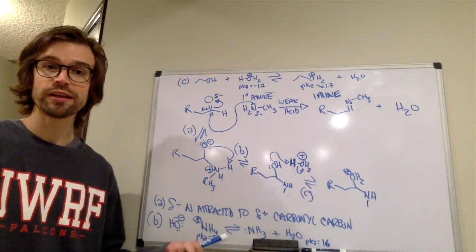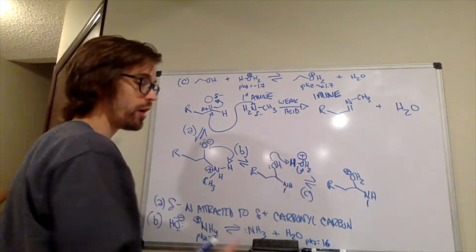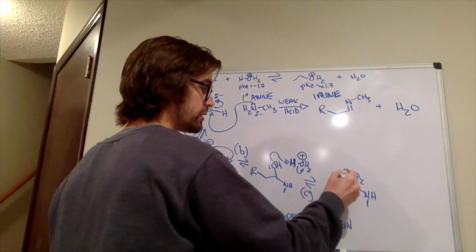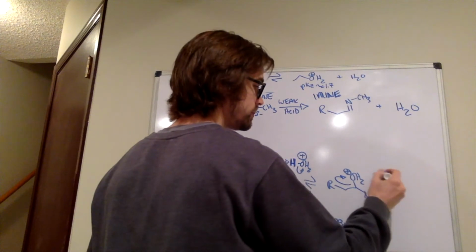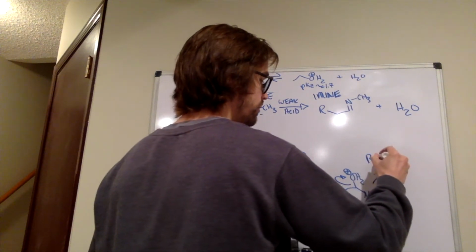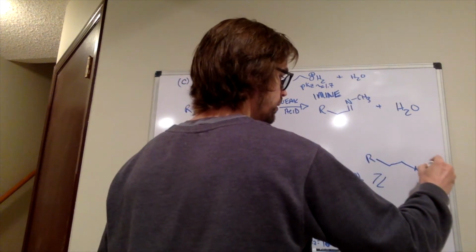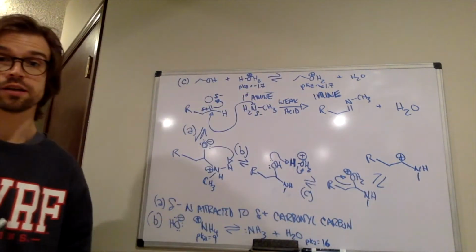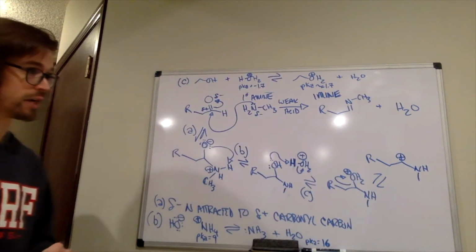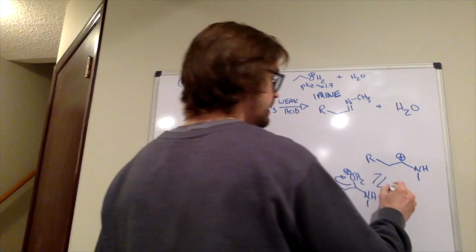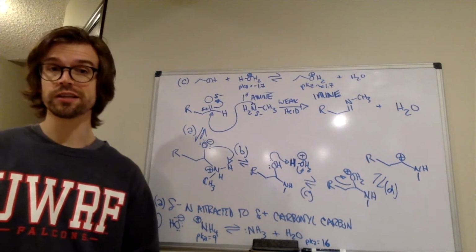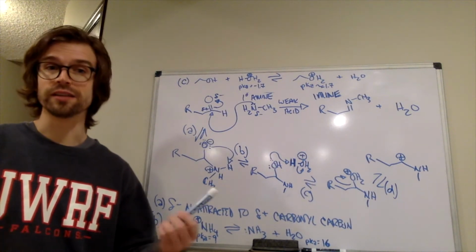And now we have a really good leaving group. Water is a great leaving group, and it turns out that it can just leave. If it did that, we would have this carbocation be what was formed here in this reaction mechanism. D, why would that happen? Well, water is a good leaving group. Good leaving groups want to leave.